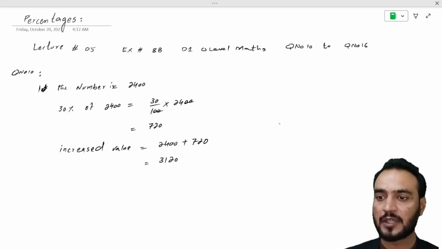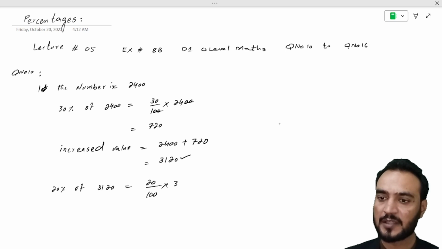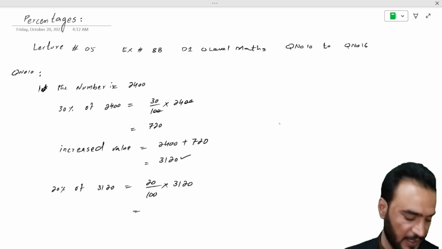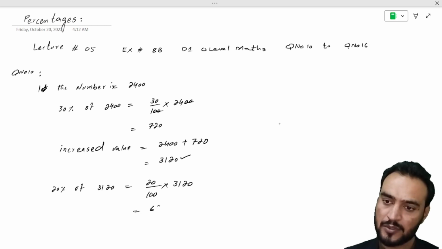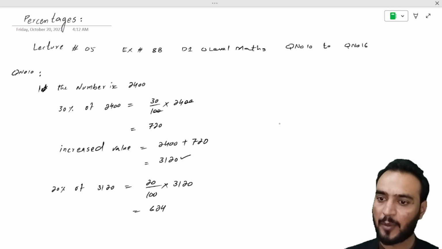Now this value is decreased by 20%. So we will find the 20% of 3120. So 20% of 3120 is equal to 20 over 100 multiplied by 3120. Simplifying that by multiplying 3120 by 20 and dividing by 100, we get 624. So now we will decrease the amount 624 from 3120.